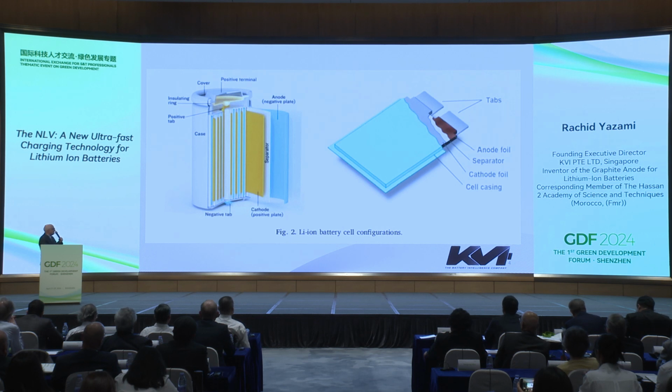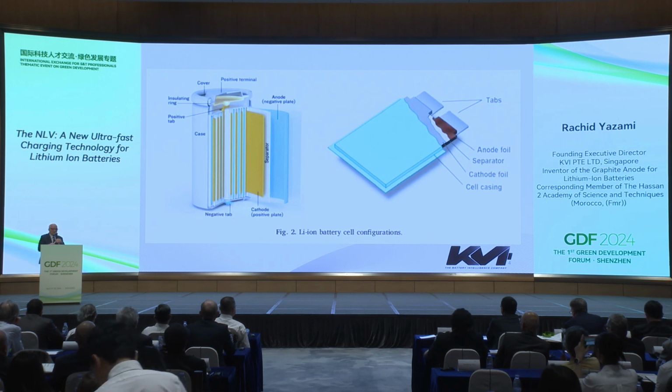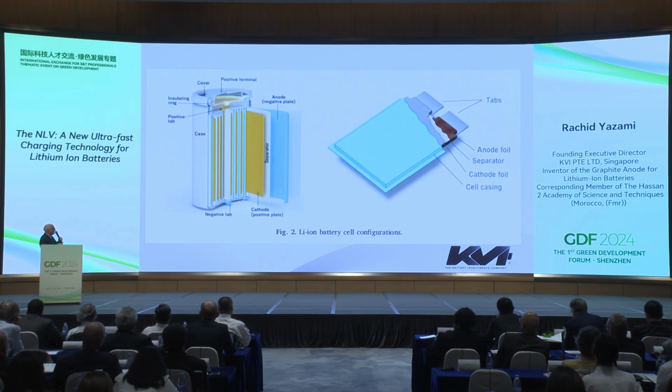So batteries come in different form factors. These are the most popular ones. One is the cylindrical cell that has been used for many decades and is still used in several applications, including in electric vehicles and laptop computers, and also for energy storage systems.